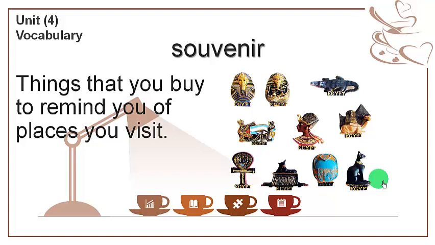The first one in here is souvenir. So souvenirs are the things that you buy to remind you of places you visit, like when you go to the pyramids, you may buy a mini sculpture of the Sphinx or a mini pyramid. So this is a souvenir. Whenever you look at this mini sculpture, you will remember the day you spent at the pyramids.